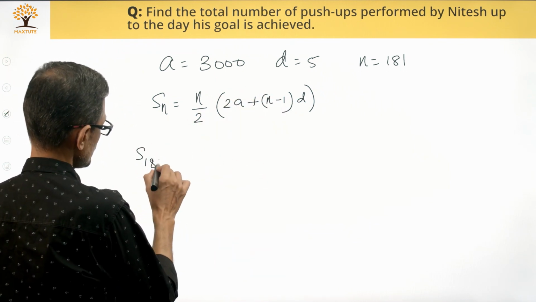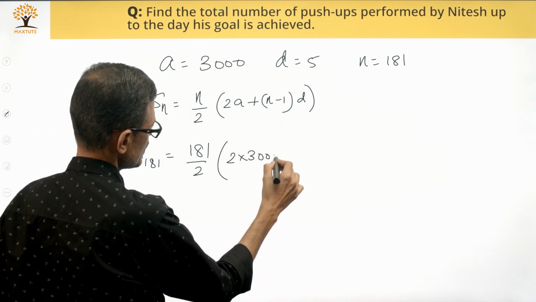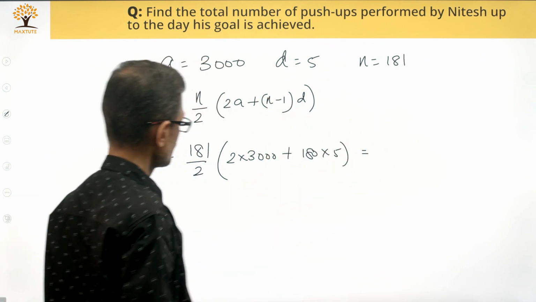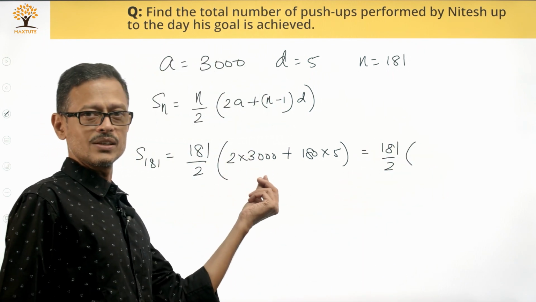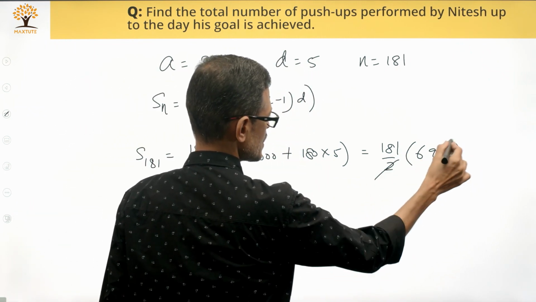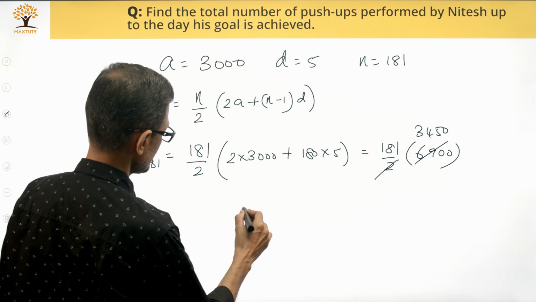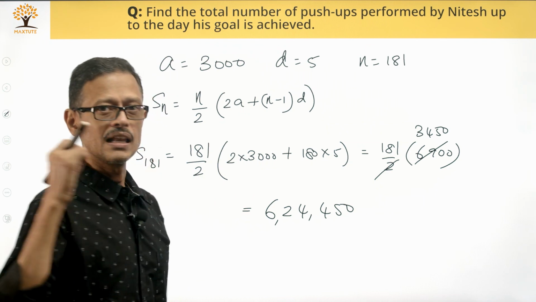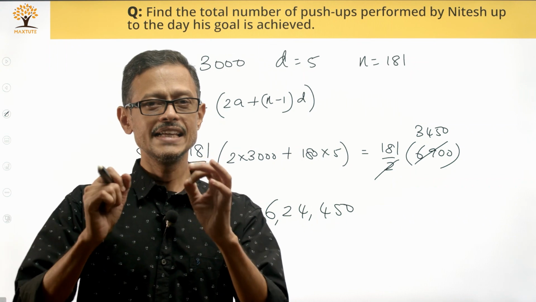So S181 is what we are trying to find, which is 181 divided by 2 into 2 times 3,000 plus 181 minus 1, which is 180, times the common difference of 5. So this is 181 divided by 2 into 6,000 plus 900, which is 6,900. That cancels out to leave us with 3,450. 181 into 3,450 is equal to 6,24,450. This is the total number of push-ups that Nitesh did from day 1 all the way up to day 181, the day he reached his target, right?